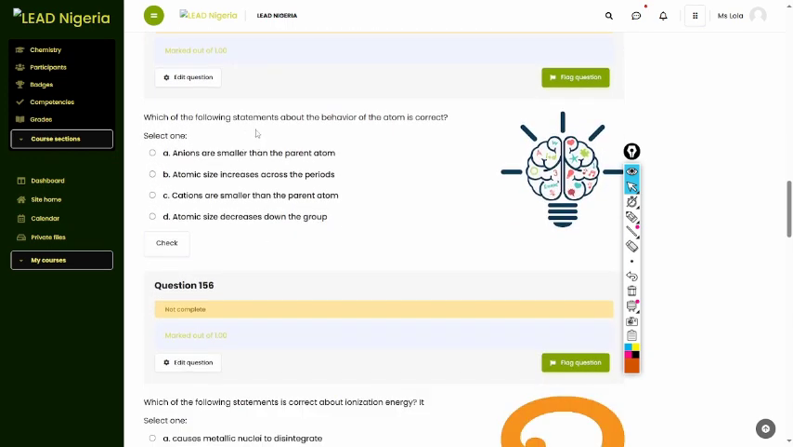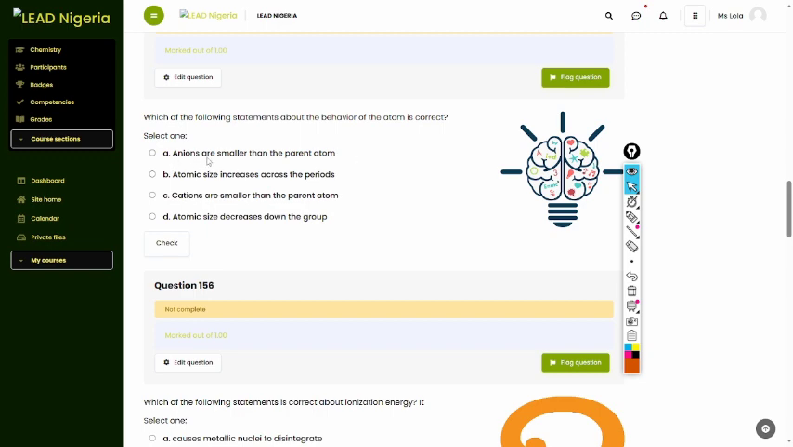Which of the following statements about the behavior of an atom is correct? Okay, so let's see. This is a relationship between anions and their parent atom. So anions, once they form, they accept electrons to form negative ions. And as they accept electrons, the atomic size or the ionic size of that ion increases because of the repulsion between the electrons. Electrons are negatively charged, so they are like charges, and so they repel each other.